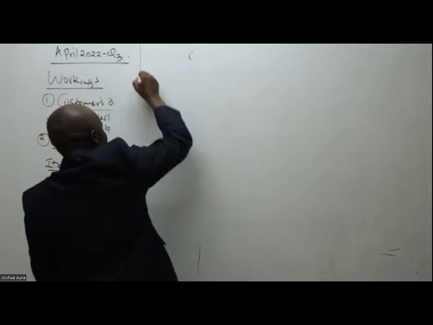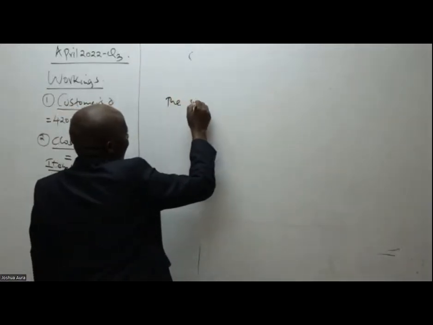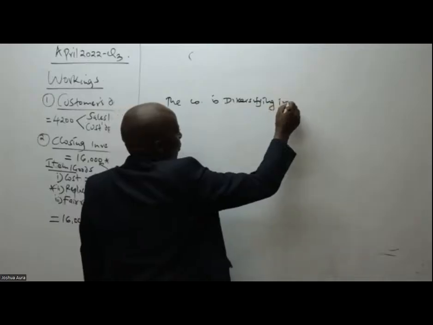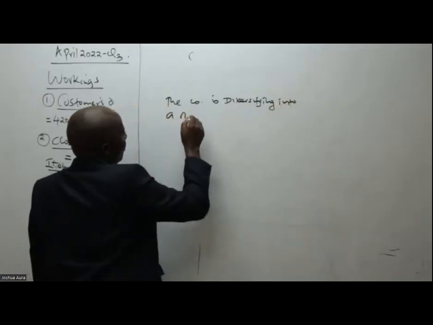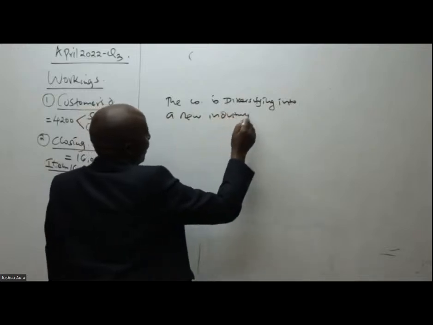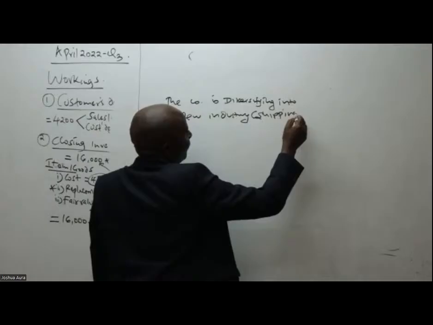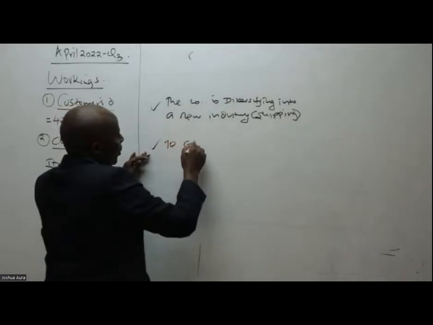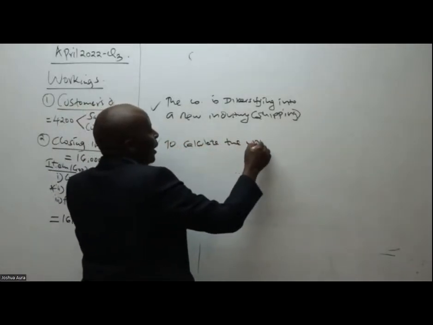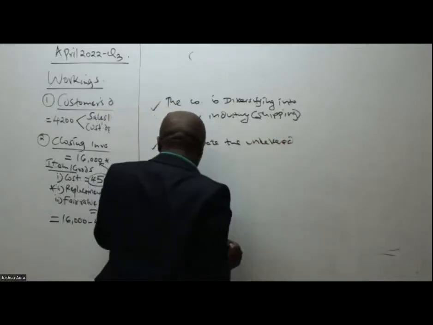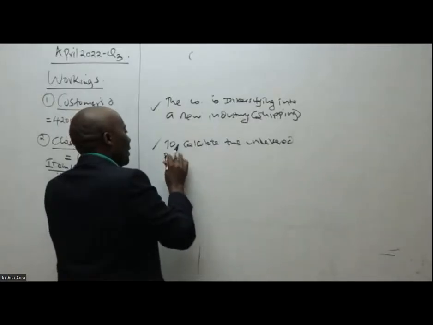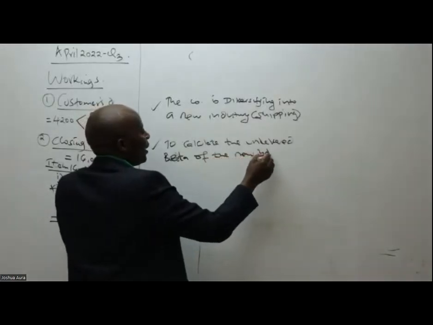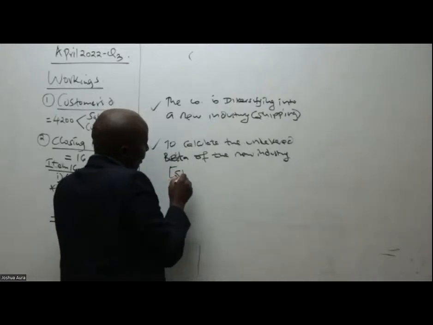And ascertain when you are going to a new industry. In this case, the company is diversifying into a new industry called shipping. So the first thing that I will do is to calculate the unlevered beta of the new industry, which is the shipping.